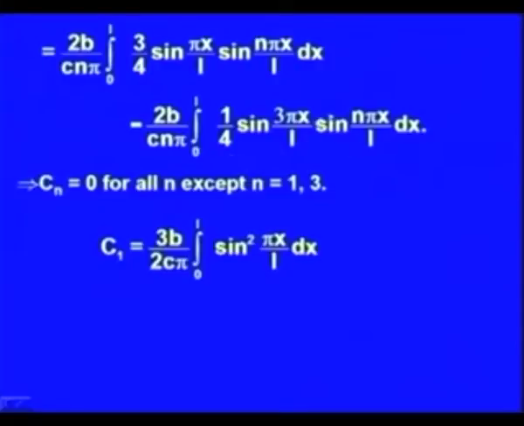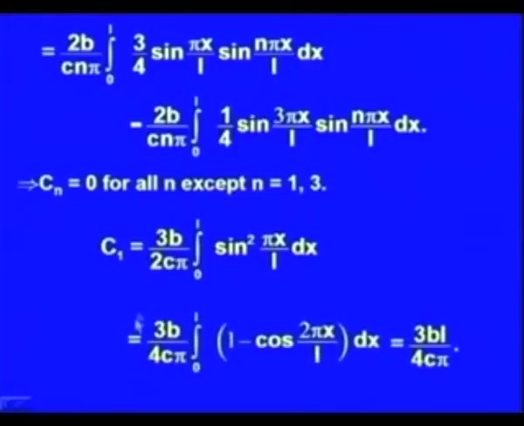This integral will vanish: the integral 0 to L of sin 3 pi x by L into sin pi x by L dx. So, C1 will be equal to 2b over c n pi into 3 by 4, which will give us 3b over 2 c pi integral 0 to L sin square pi x by L dx, which can be written as 3b over 4 c pi integral 0 to L of 1 minus cos 2 pi x over L dx. And when you evaluate the value of this integral and simplify it, you get 3bL over 4 c pi as the value.